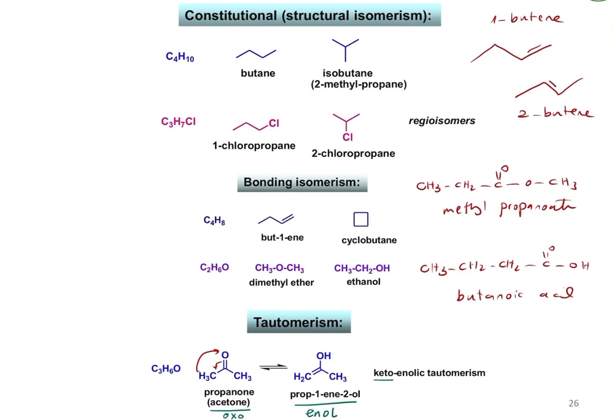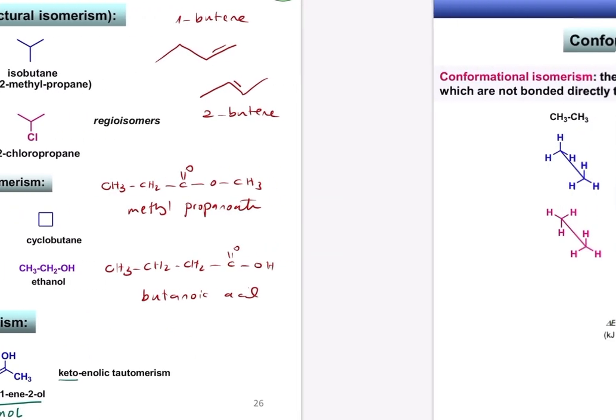Because it's an oxo group, we can also say keto. We can say oxo-enol tautomerization, because here is the keto and here is the enol. We know enol is a type of alcohol in which the OH is bound to a carbon with sp2, and in this situation we have oxo-enol tautomerization or keto-enol tautomerization.